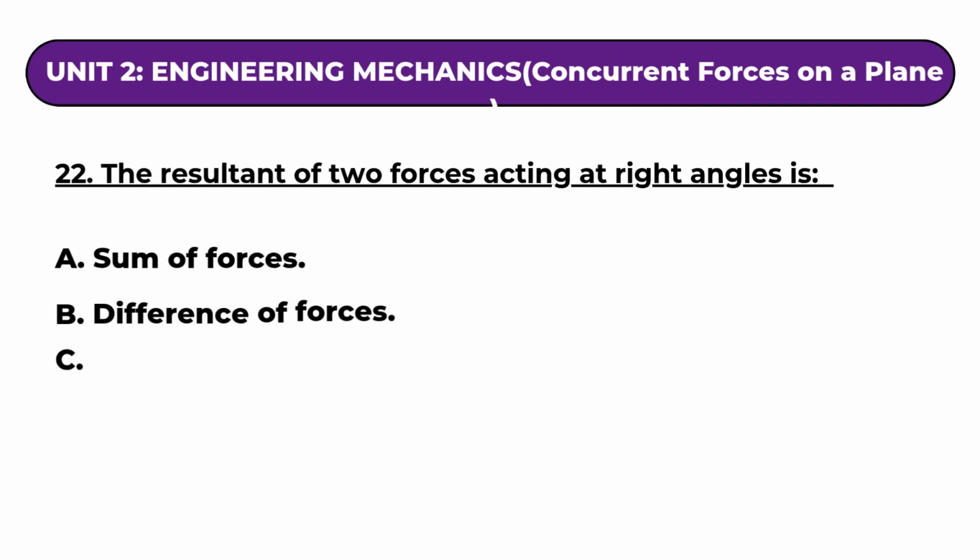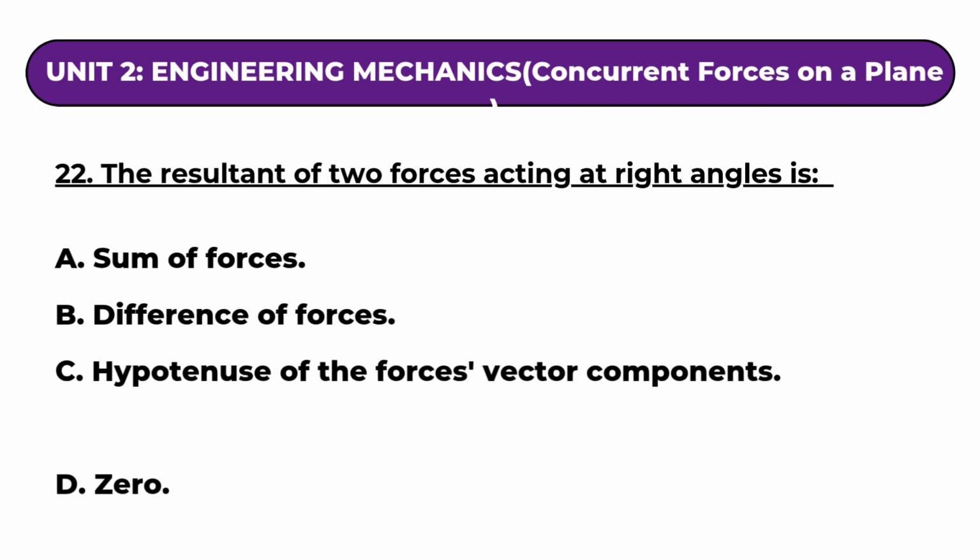The resultant of two forces acting at right angles is: A. Sum of forces. B. Difference of forces. C. Hypotenuse of the forces' vector components. D. 0. Correct answer? C. Hypotenuse of the forces' vector components.